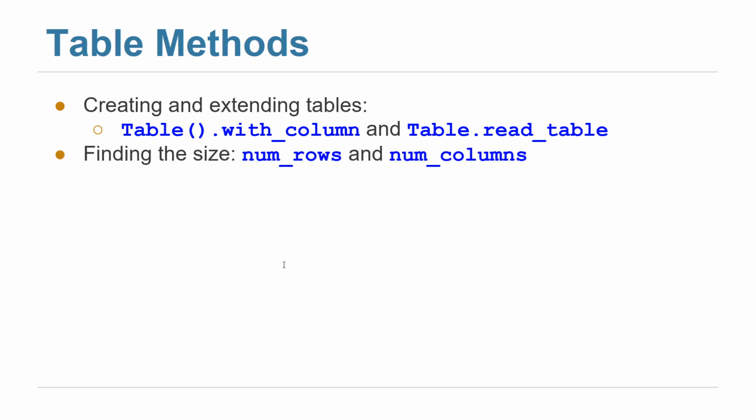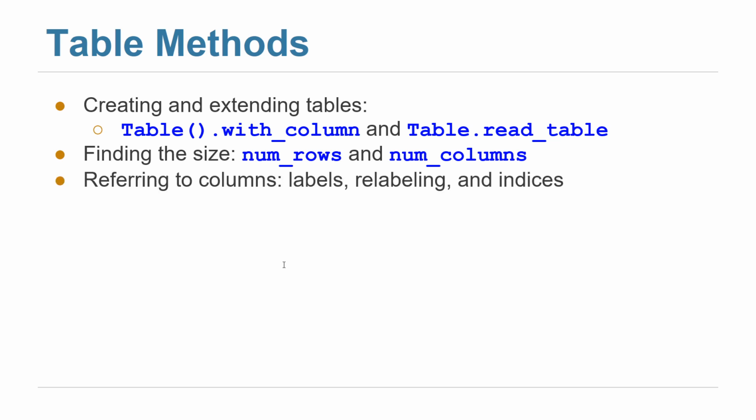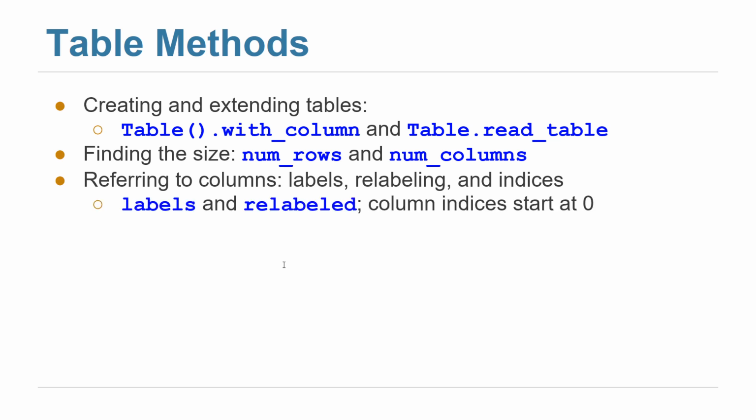Finding the size, we can use number of rows, the number of columns. Referring to columns, we can use the labels, or you can use the indices, by the way. We can use 0, 1, 2, 3, so the columns are indexed also, starting from 0. So instead of using the label of the column, you can use the index. In any position you are using the label, instead of remembering the exact name of the label of the column, you can just use the index of the column. As we saw last time, we can relabel the column.